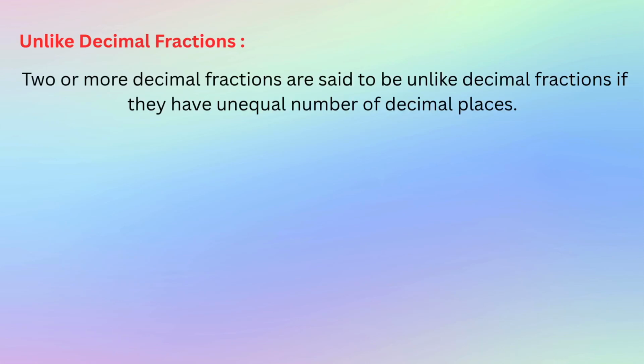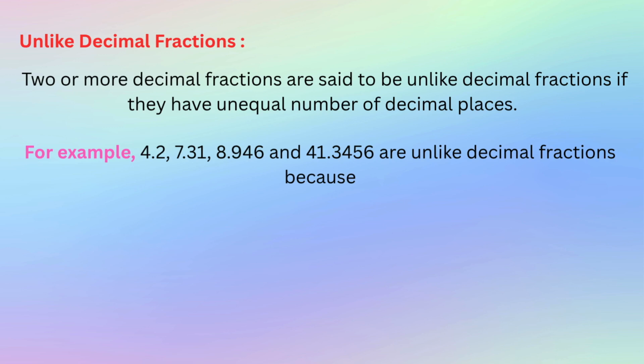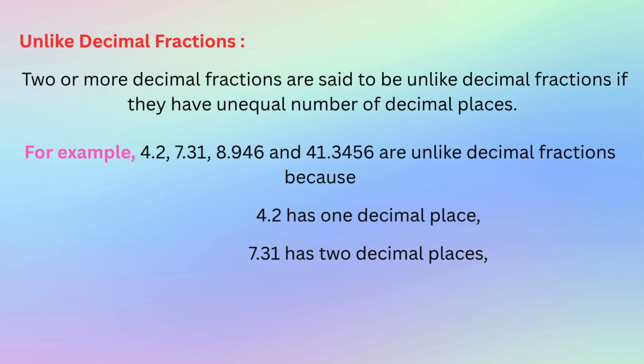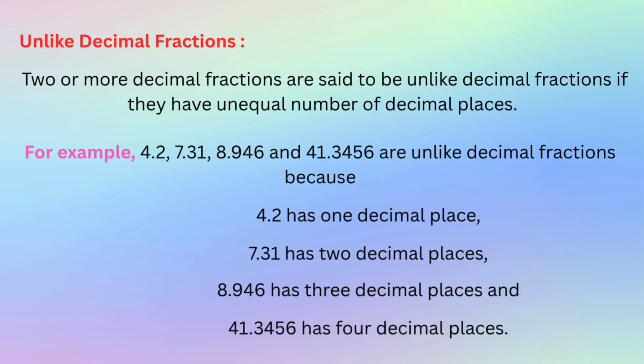Unlike decimal fractions. Two or more decimal fractions are said to be unlike decimal fractions if they have an unequal number of decimal places. For example, 4.2, 7.31, 8.946 and 41.3456 are unlike decimal fractions because 4.2 has one decimal place, 7.31 has two decimal places, 8.946 has three decimal places and 41.3456 has four decimal places.